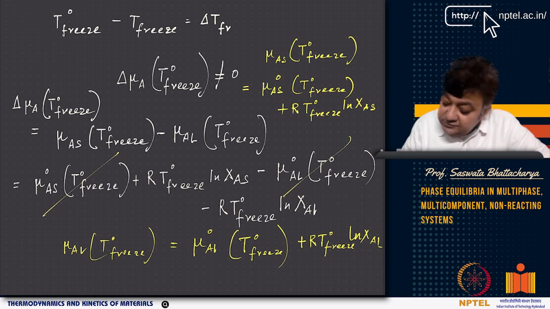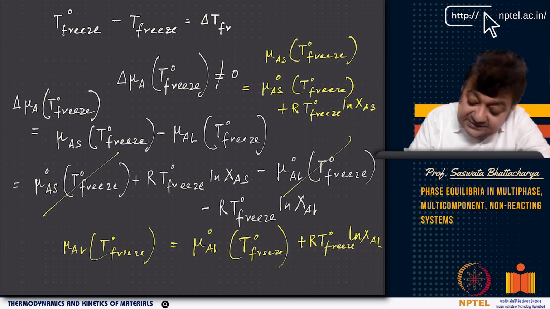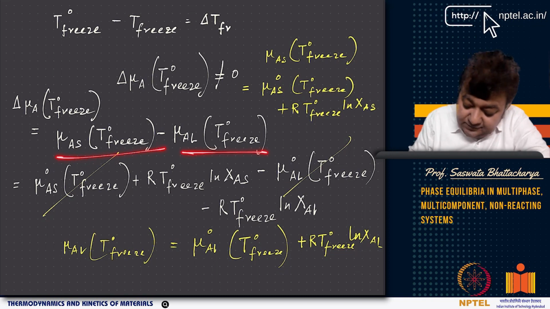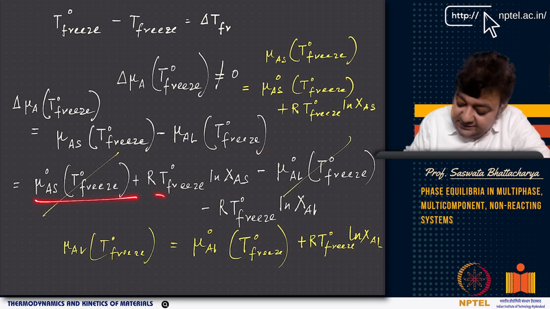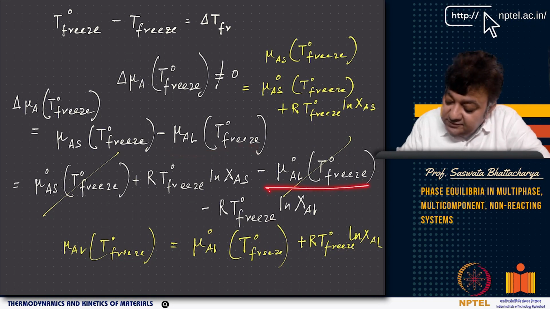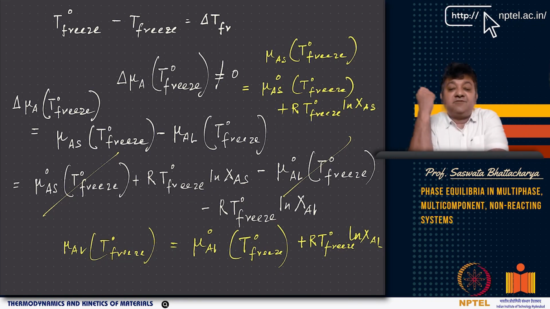So if you expand these terms this way, mu_A at T0 freeze is mu_A0 plus RT0 freeze ln XAS, and again this one is minus, so mu_L0 at T0 freeze minus RT0 freeze ln XAL. This is XAS, this is XAL. Now XAS is the concentration of component A in mole fraction in the solid state, and XAL is the concentration of component A in the liquid state at this T0 freeze temperature.